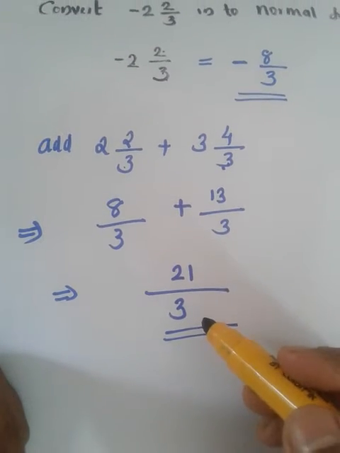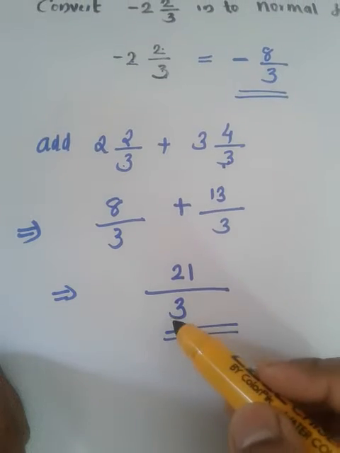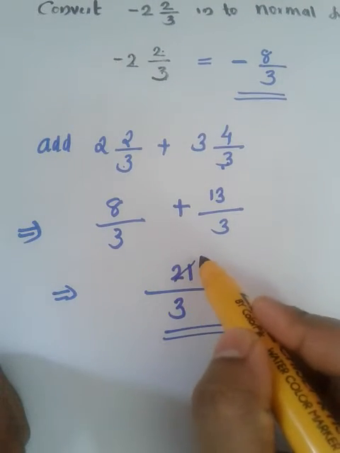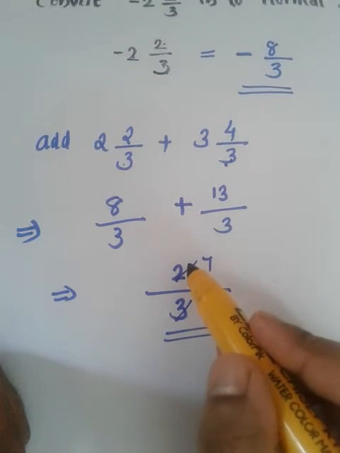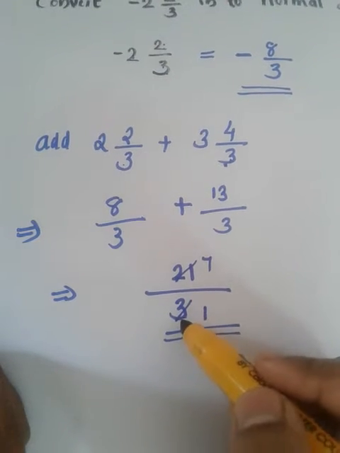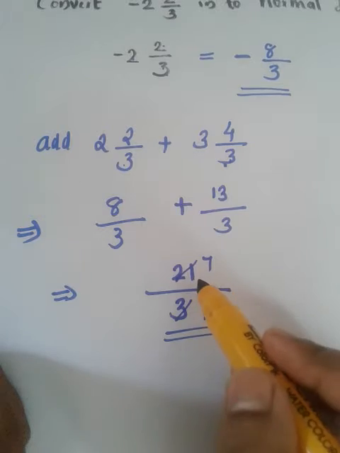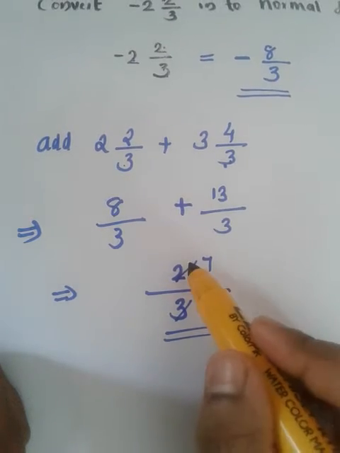Yes, there exists a number, 3. We can divide 21 and 3 by 3. In 21, how many 3s are there? 7. In 3, how many 3s are there? 1. I repeat, 21 by 3, it was a fraction. So you should think about whether there is any common factor which divides 21 and 3.